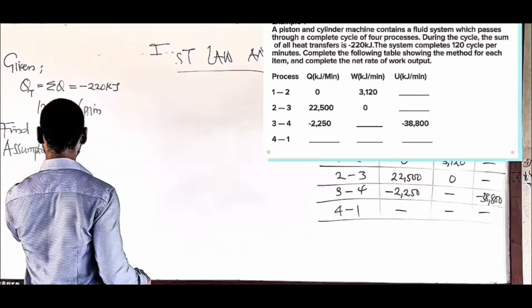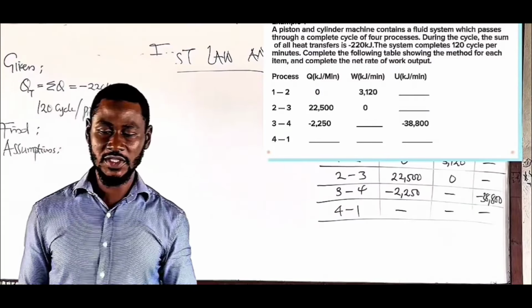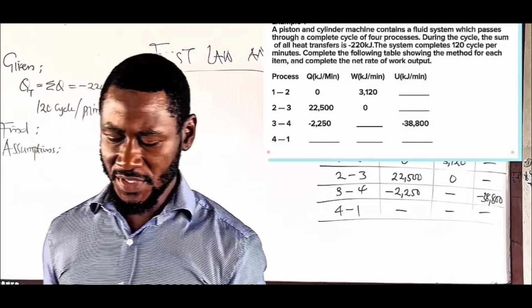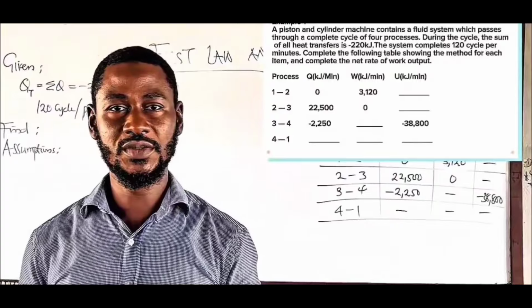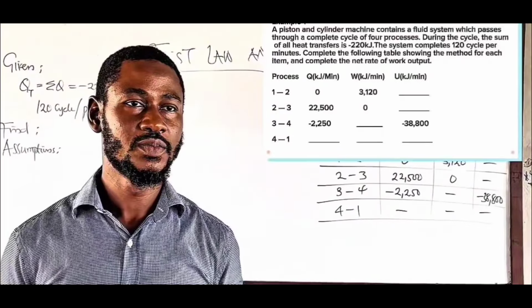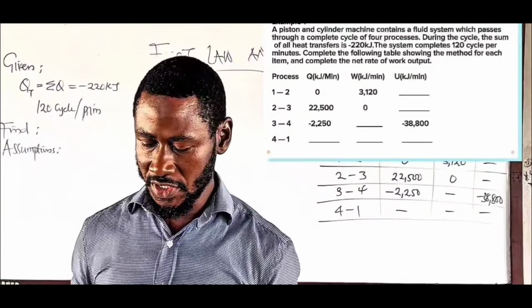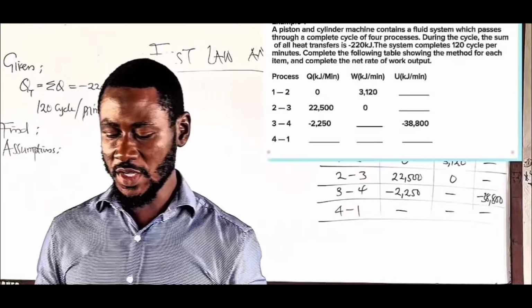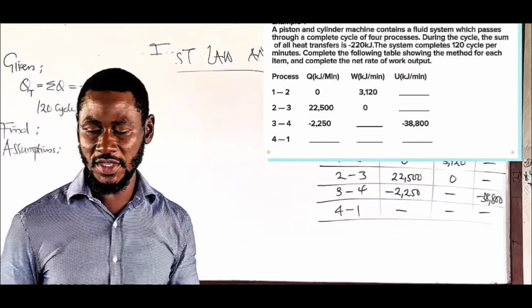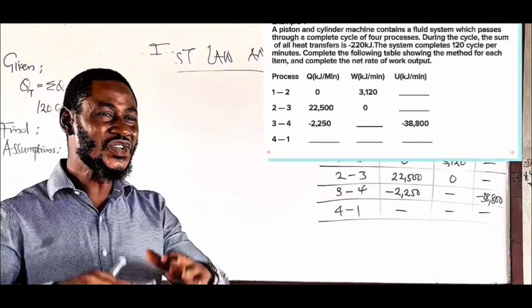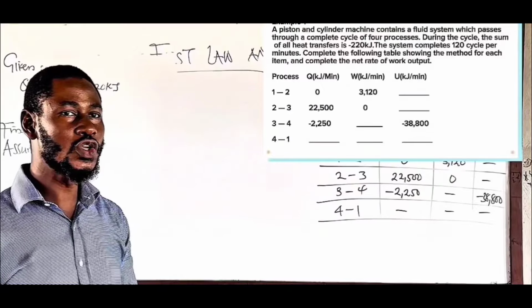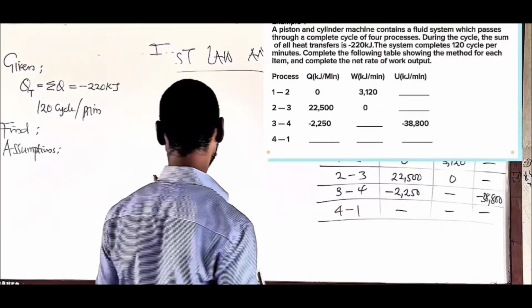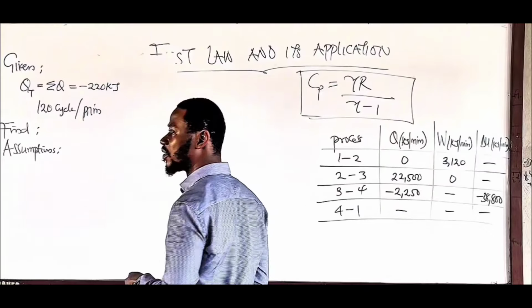Assumptions. The first assumption is the piston is the only work mode in the system. And the second assumption is friction between the piston and the cylinder wall is considerable. Those are the two key assumptions for this problem that we are solving.